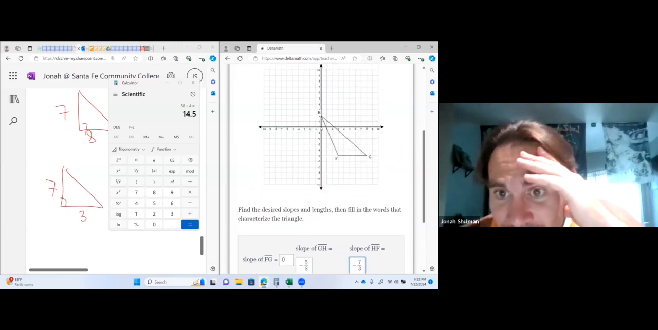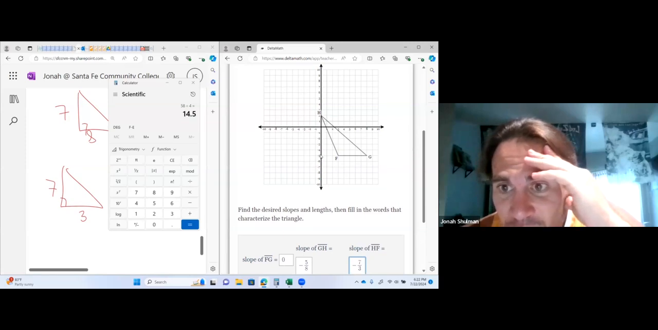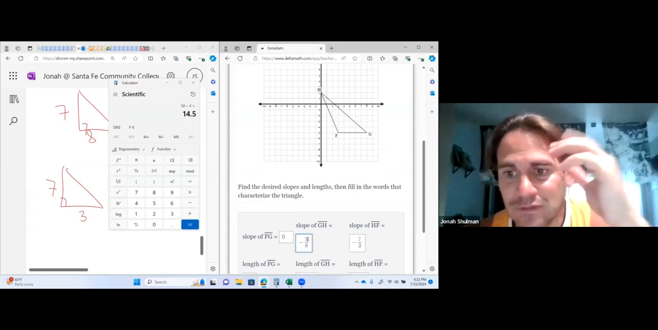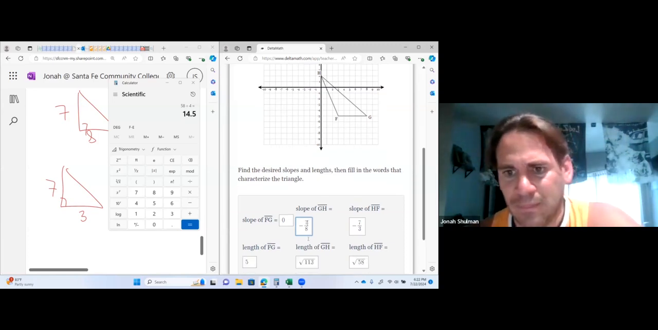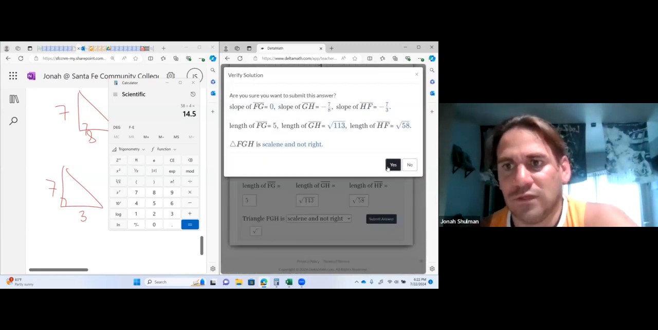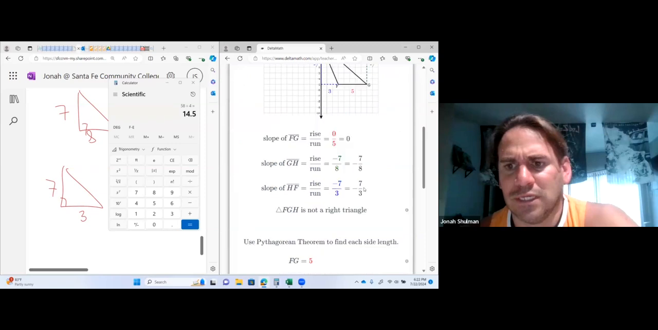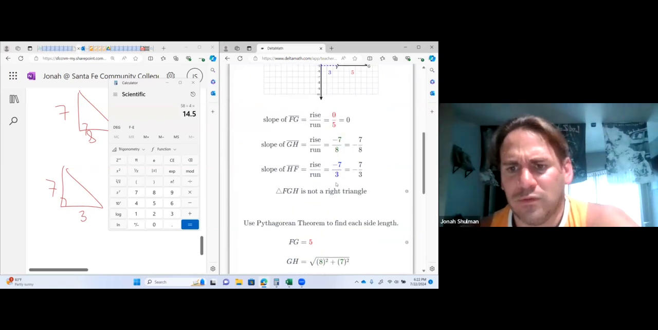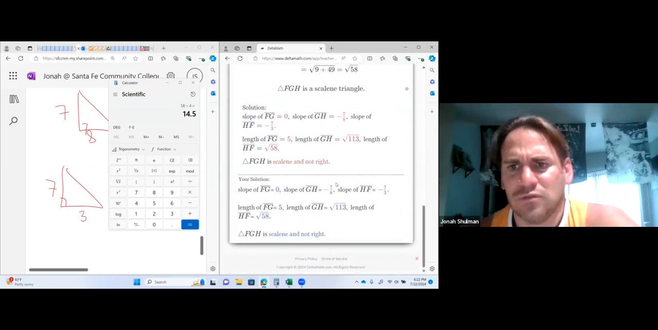In HD, we go down 7/8. So this is -7/8. I don't know how I got 5. Thanks for letting me know. I made that little mistake. Slopes, distance, solutions.